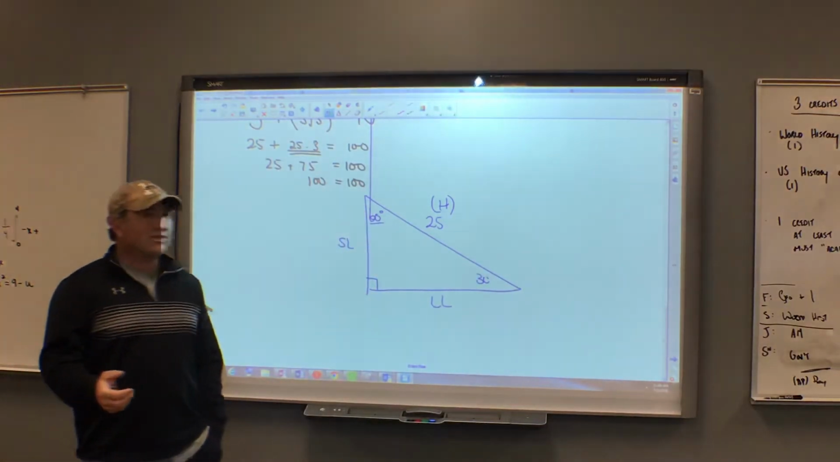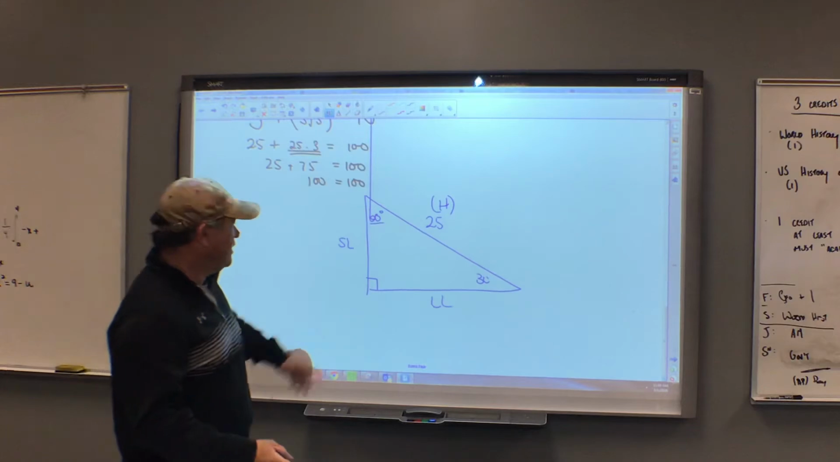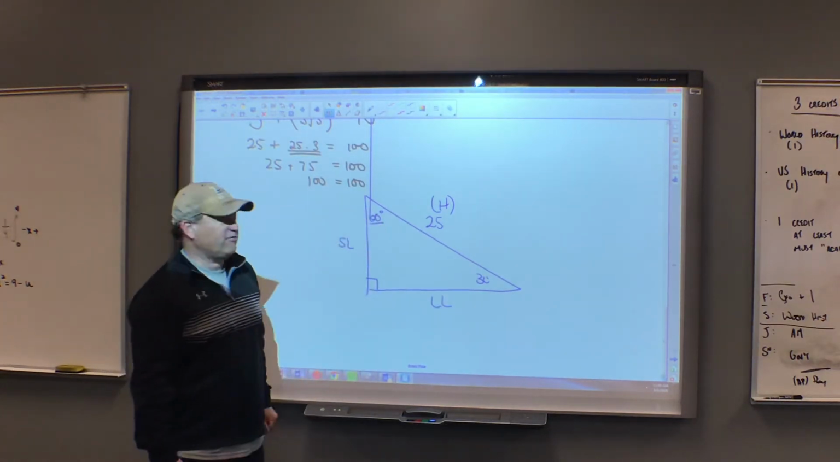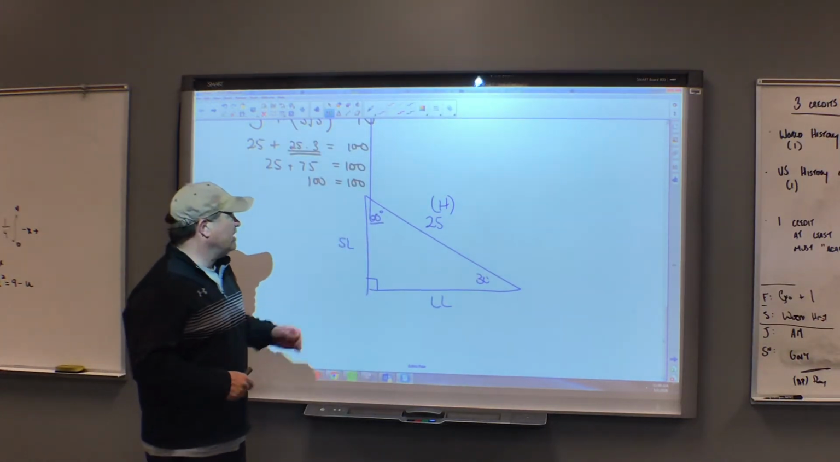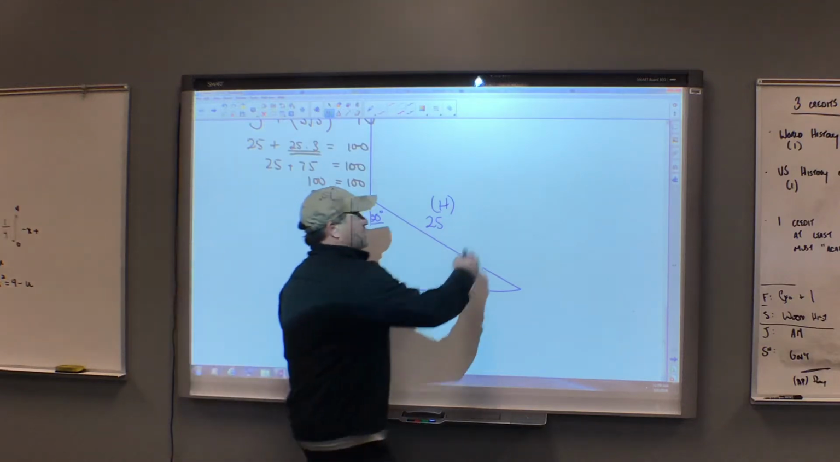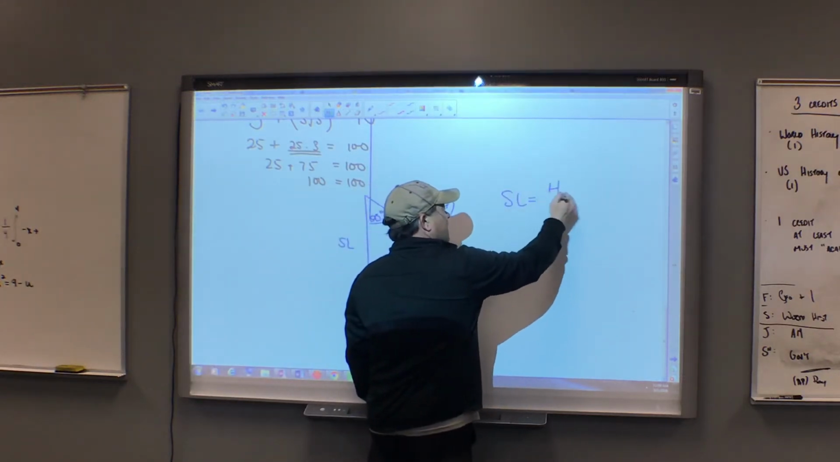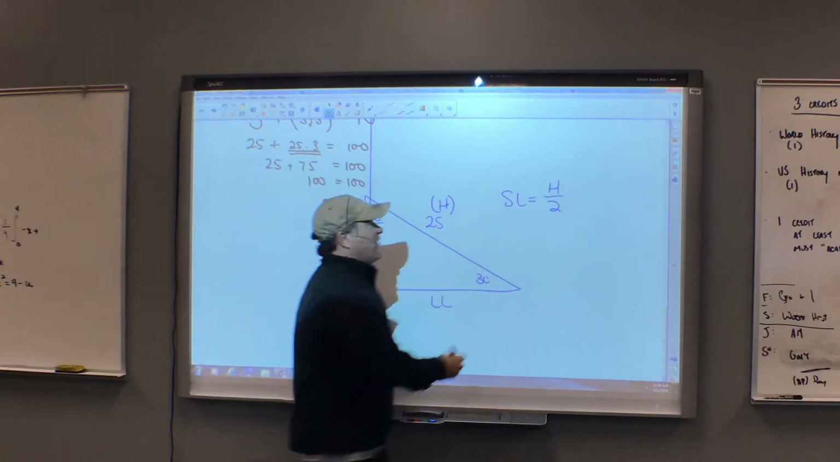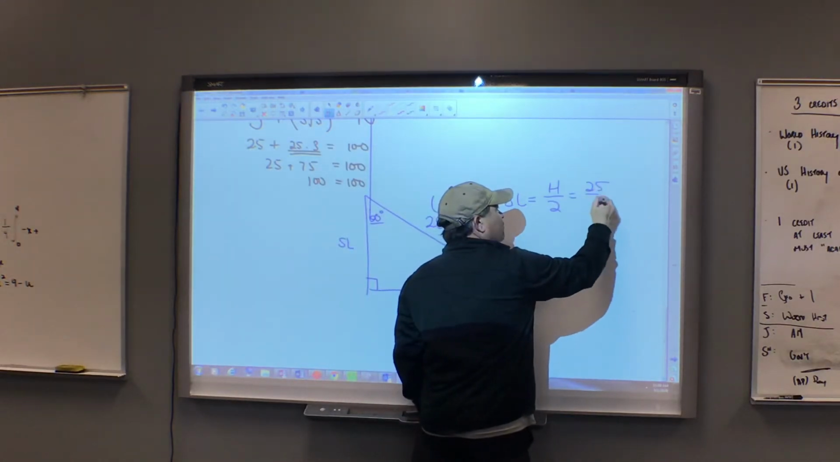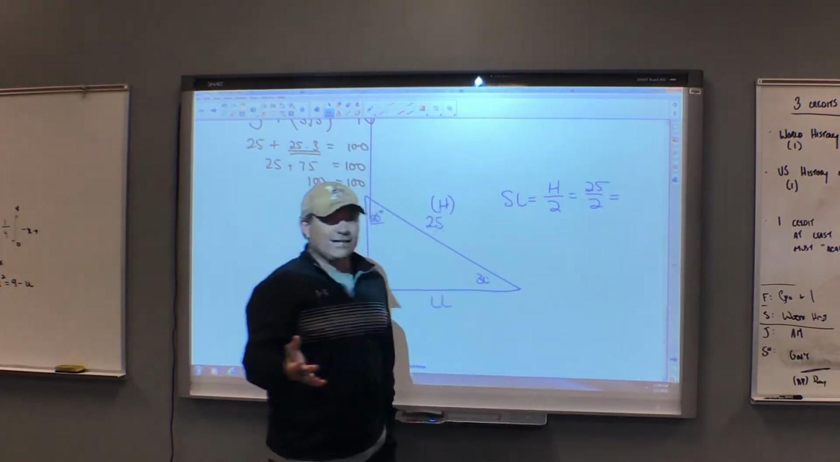And a lot of times they're only going to give you one of them, and as soon as you see the 90 and the 30, you can jump to the fact that the other one is 60. Okay? Well, the short leg equals the hypotenuse divided by 2. So that's going to be 25 over 2, which first off, we could leave it like that.